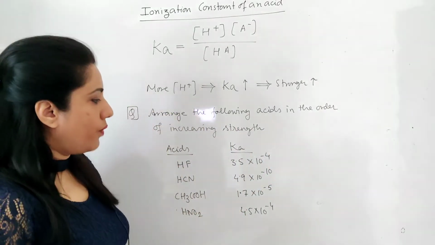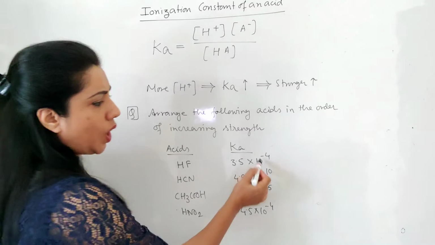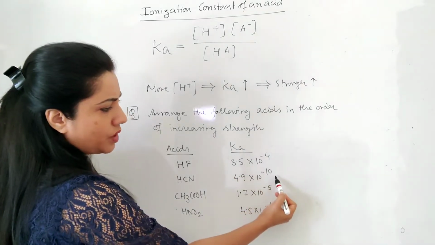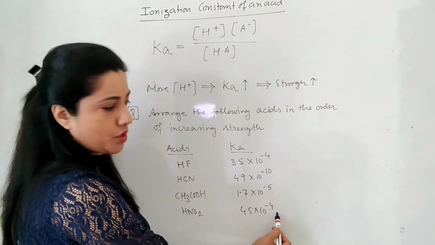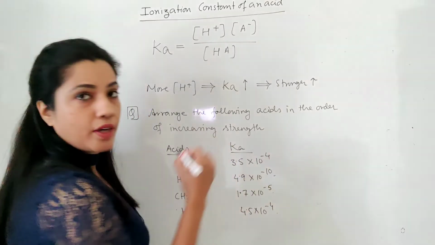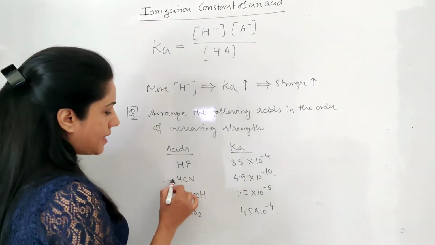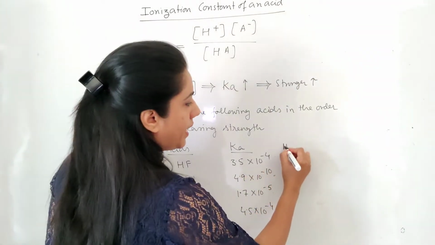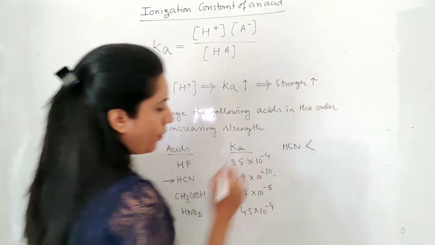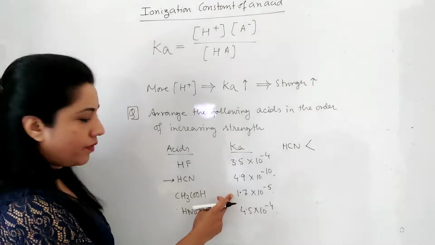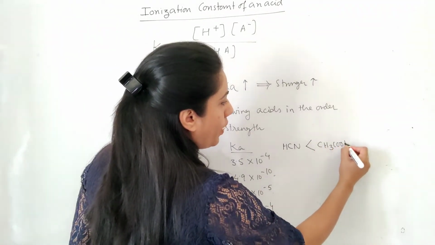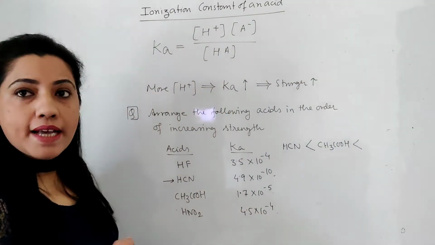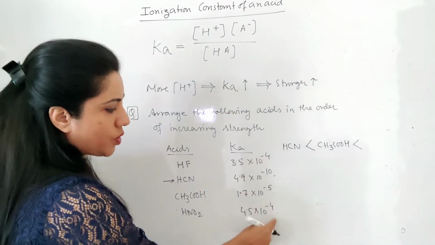Yes. So first of all, you can see the order. This is 10 raised to power minus 4, this is 10 raised to power minus 10, this is 10 raised to power minus 5, and this is 10 raised to power minus 4. So this is the smallest value of Ka. Therefore, this acid is the weakest acid. So first we'll take HCN. Next will be 10 raised to power minus 5. So that is your acetic acid, CH3COOH.